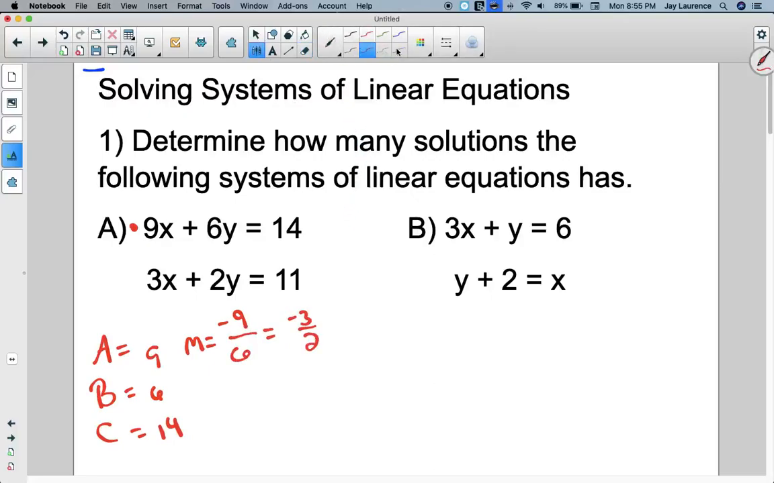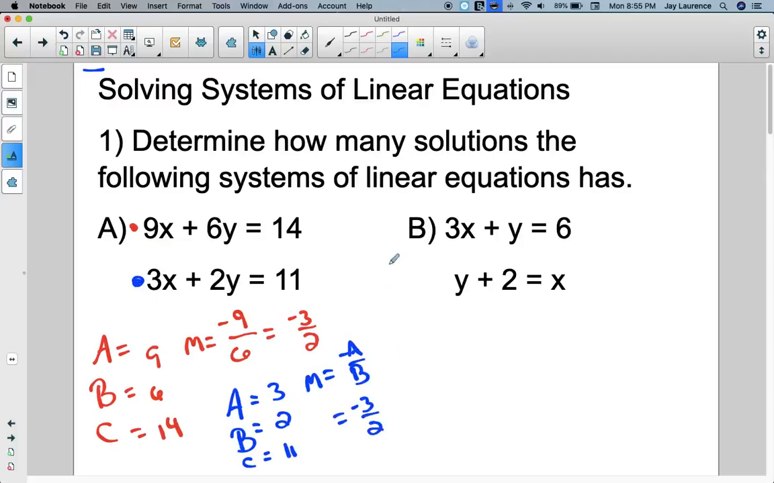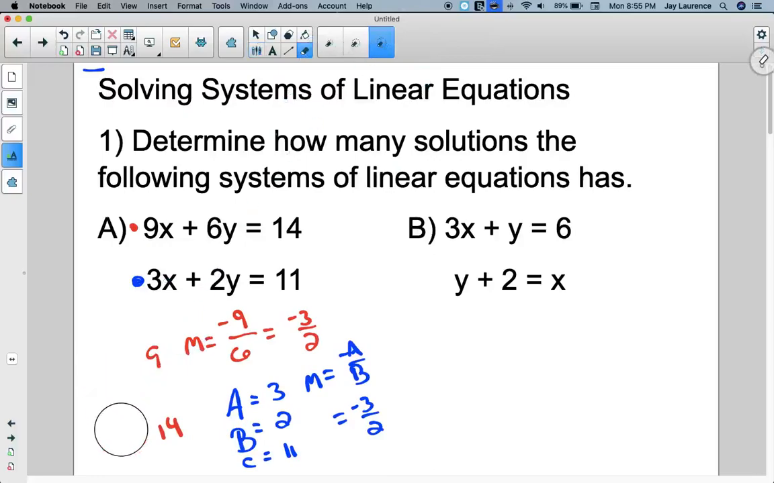It's in standard form. Now I'll do the bottom equation. And again, I've got to go A, B, C, easy as 3, 2, 11. And the slope of that is the negative of A over B, which in this case is negative 3 over 2. And look at that, the slopes are the same. So I know the slopes are equal. So there's definitely not one solution. There might be no solutions, there might be infinite solutions.